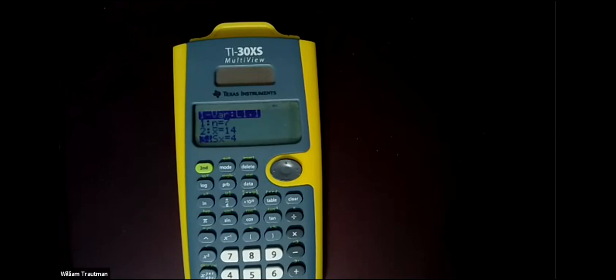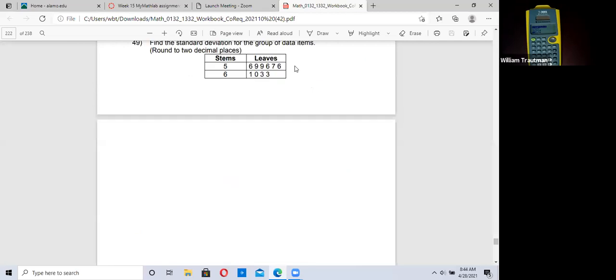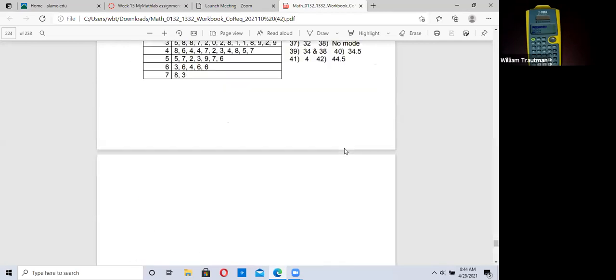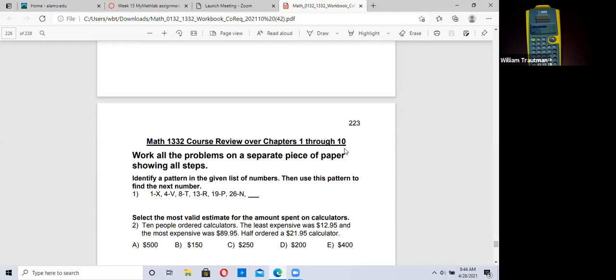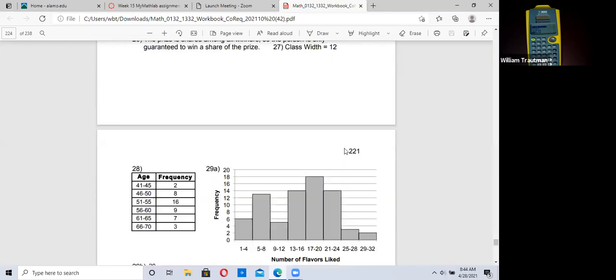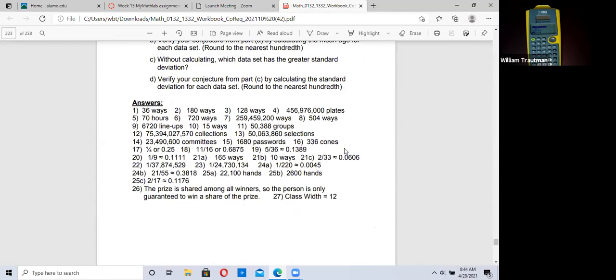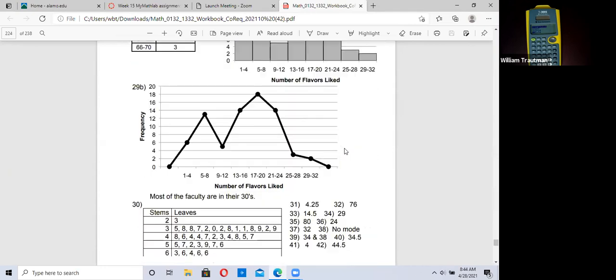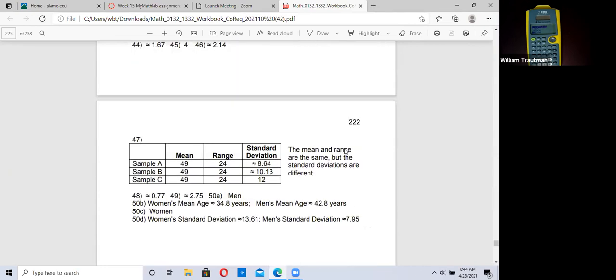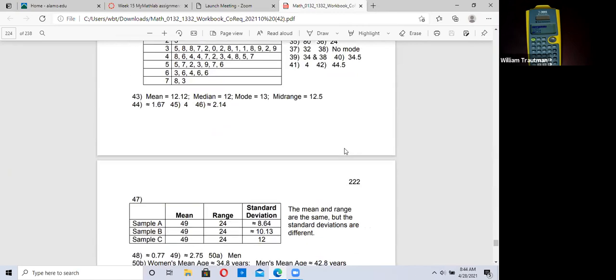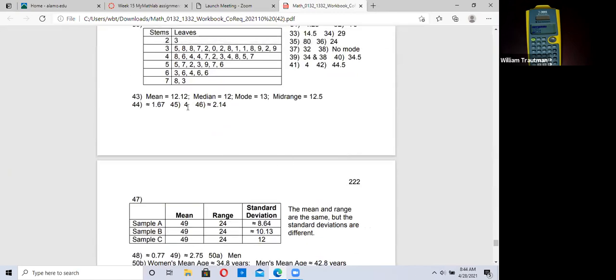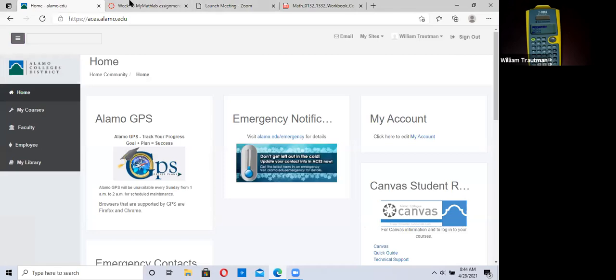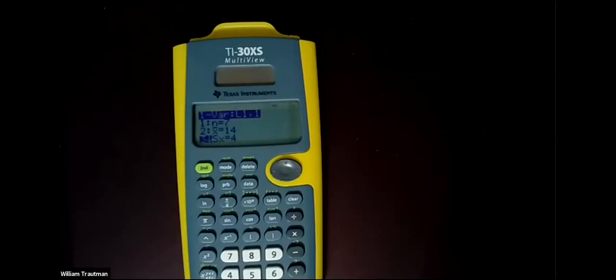Also, do not forget in the workbook, at the bottom, if you want to verify, we just went over it in the video, you'll have that. At the bottom of this, we have all the answers here. And the one that we just did, 45, you see there's the answer, 4. So they have the answers here.